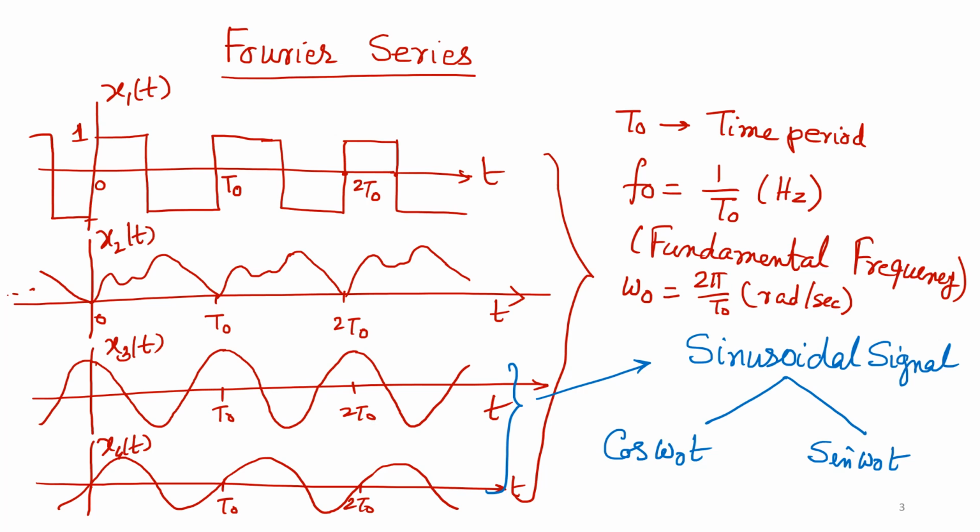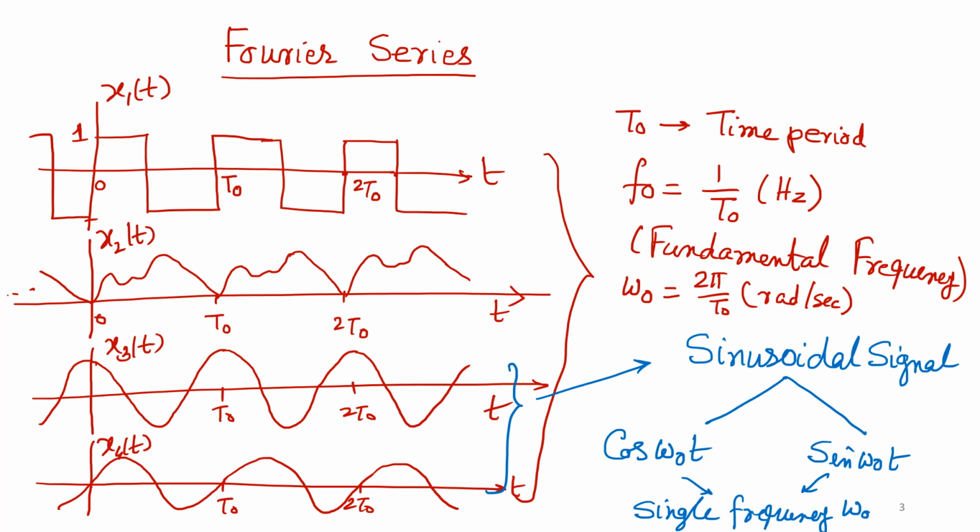So these 2 signals, cos omega naught t and sin omega naught t, are considered periodic signals with a single frequency omega naught. Both of them contain a single frequency. Omega naught is the angular frequency, and the linear frequency is f naught, no other frequency. The difference between these 2 is only the time shift or phase shift. There is a time shift of t naught by 4.